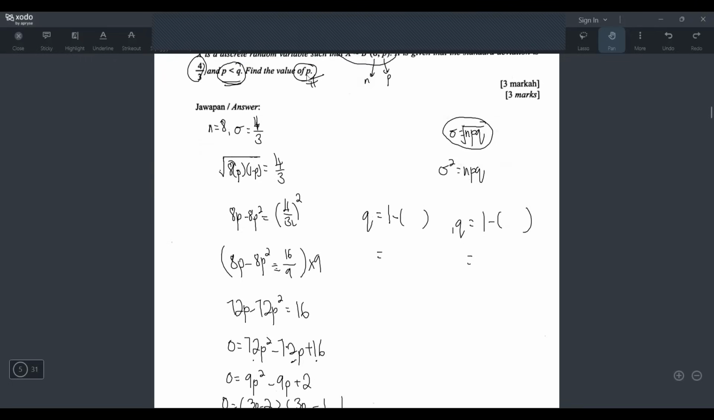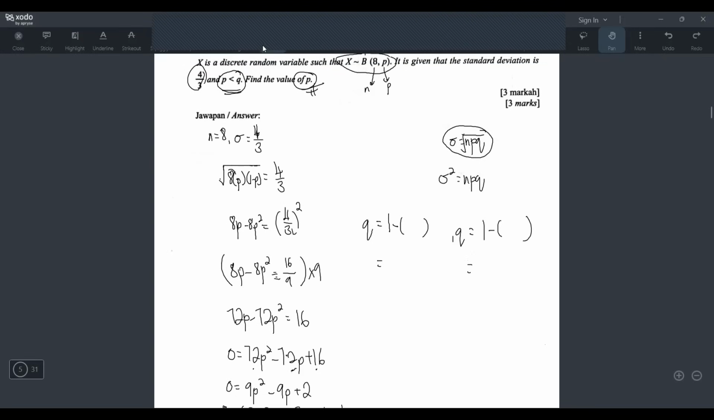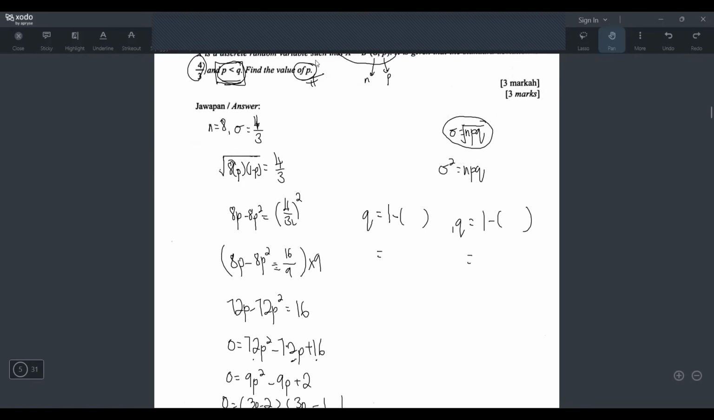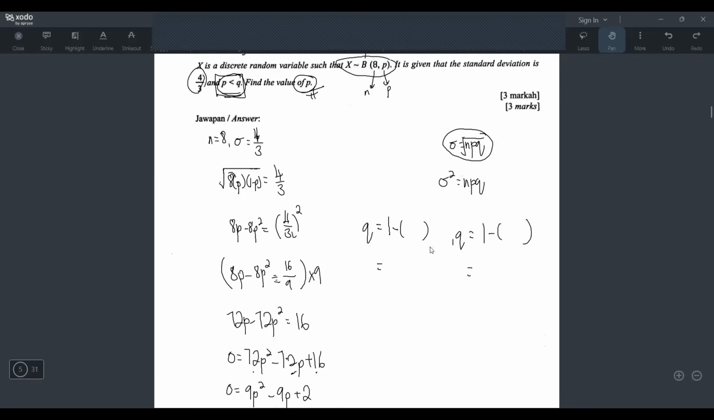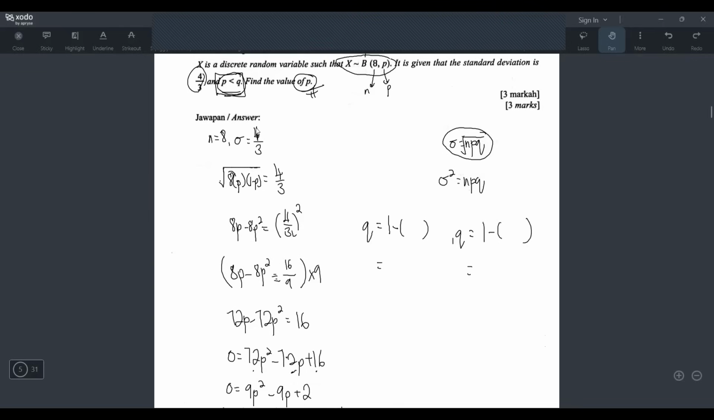Okay, I know dia tak suruh cari Q, but I need to cari Q so that I know which one is my P answer because they say P is less than Q, right? That is why even though the soalan tak suruh cari Q, I still find the Q because I want to compare which P answer will be lesser than Q. You faham kan? Then only I will know which one is the correct one.